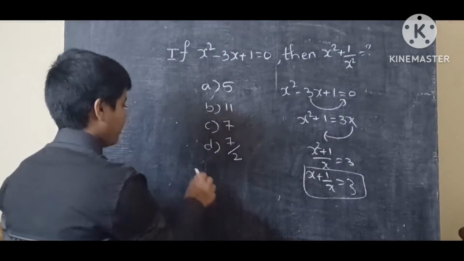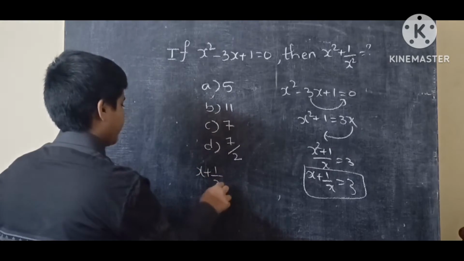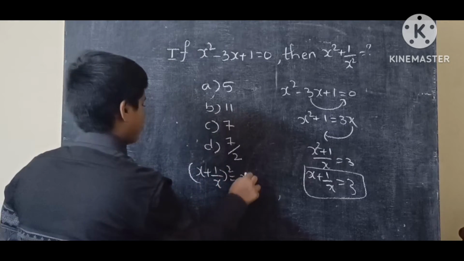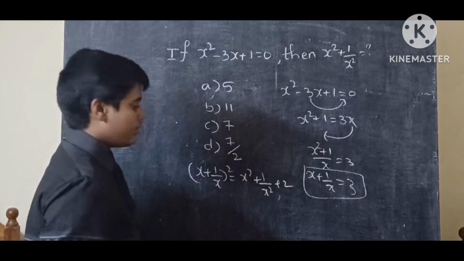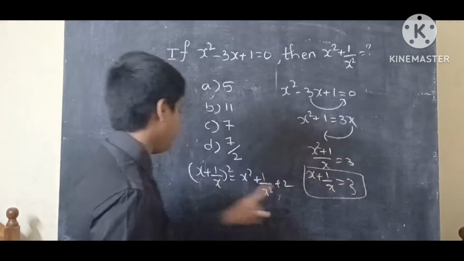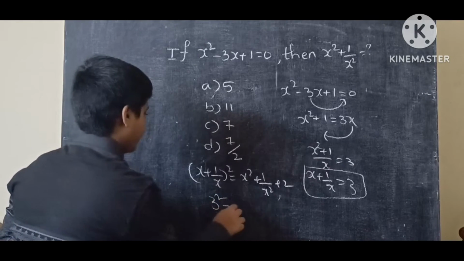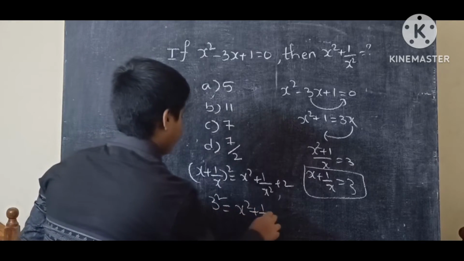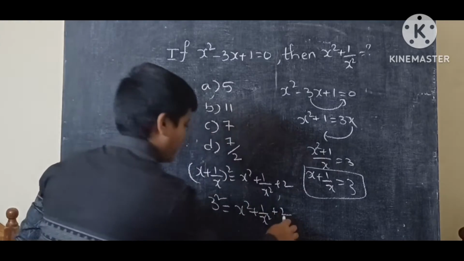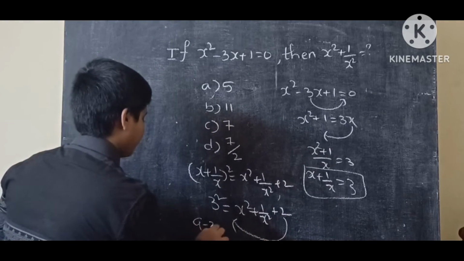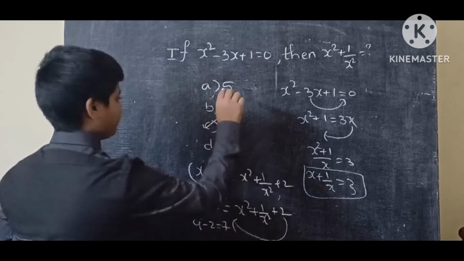So here, (x plus 1 by x) whole square equals x square plus 1 by x square plus 2. Here the value of x plus 1 by x is 3. So if I substitute, 3 square equals x square plus 1 by x square plus 2. 3 square value is 9. So if I transfer the 2, 9 minus 2 is 7. So here option C is the correct answer.